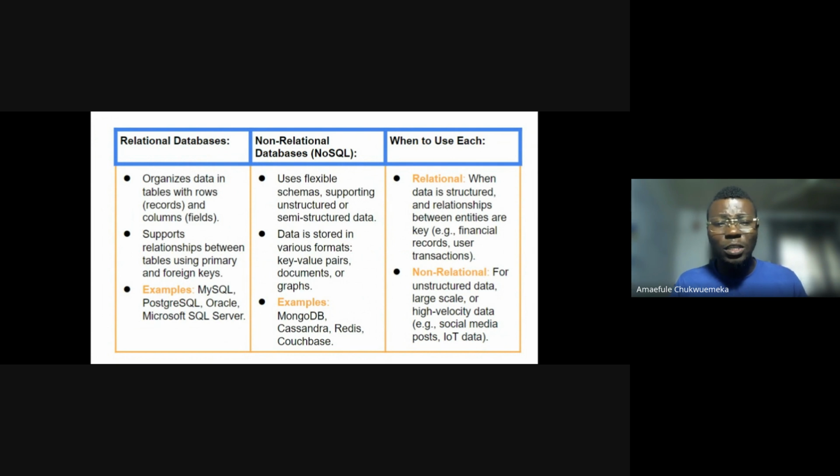In relational database, we're looking at data organized in tables. Tables have rows and columns, and the data fits in that table. So you have a table with rows and columns. The rows are referred to as entries or records, while the columns are referred to as the fields or the variables. And that's the beauty of relational data.